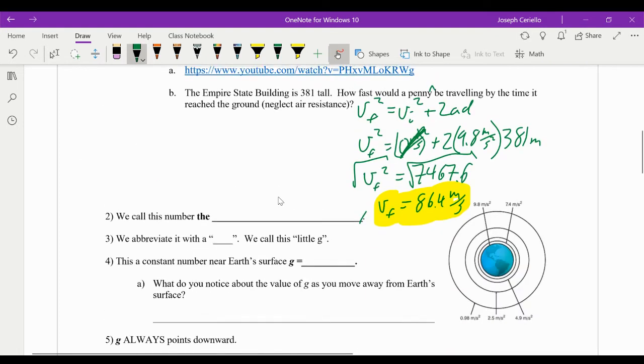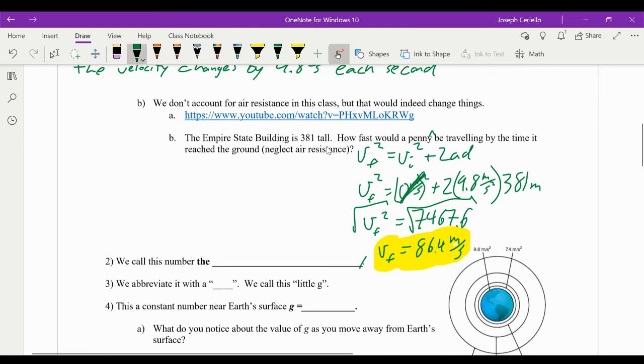So there was a quick little Mythbusters video here about a penny dropped off the Empire State Building. If it's dropped off the Empire State Building, which is 381 meters tall, how fast would the penny be traveling by the time it reaches the ground? Neglect air resistance. So if an object is dropped, you know that the initial velocity is 0 meters per second. The final velocity is unknown. The acceleration of any object in free fall is 9.8 meters per second squared. And we know how far it fell.